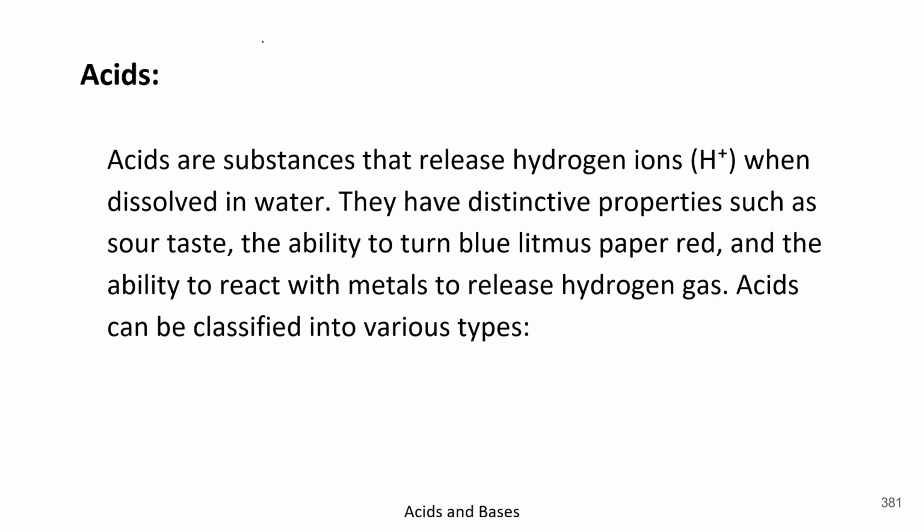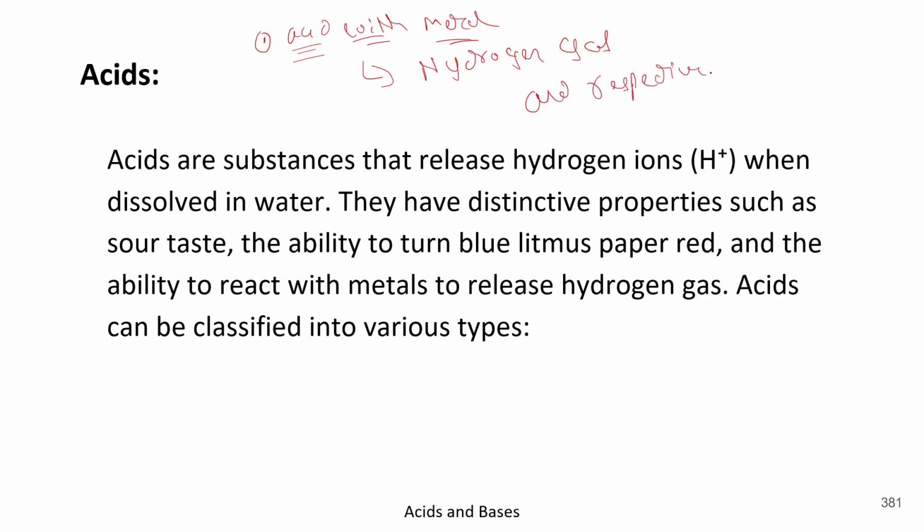Our first reaction is acid with metal. It always gives hydrogen gas and respective salts. Let's take an example like zinc. Zinc, which is a metal, reacts with HCl. Here Zn is zinc.